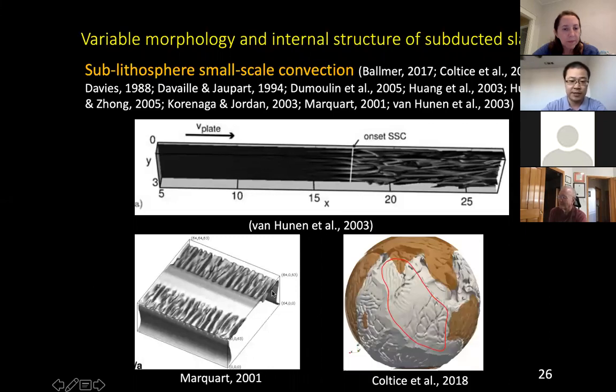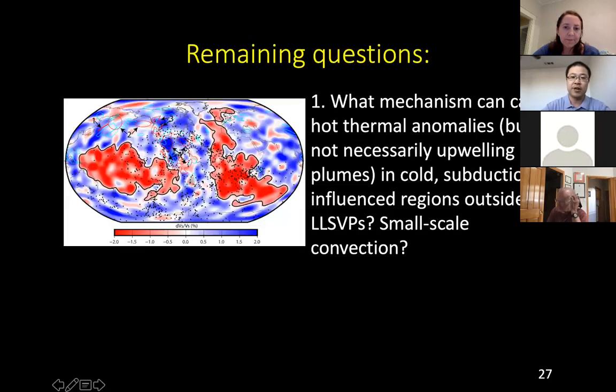And these two figures are also 3D geodynamic modeling results showing the development of thermal instabilities beneath the lithosphere, which people usually explain by sublithosphere small scale convection. So now there are lots of remaining questions, and one of them is, what mechanism can cause hot thermal anomalies, but not necessarily upwelling mantle plumes, in cold subduction influenced regions outside LSVPs? And is that also caused by small scale convection, similar to the sublithosphere convection?